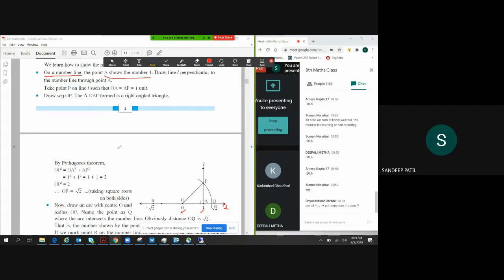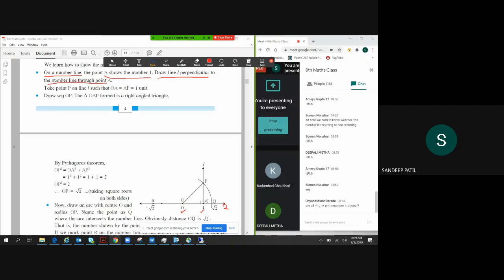Okay, so if we want to show root 2, what do we do? So first take 0 we know, and A represents number 1. Okay, draw the line L perpendicular to the number line through point A.